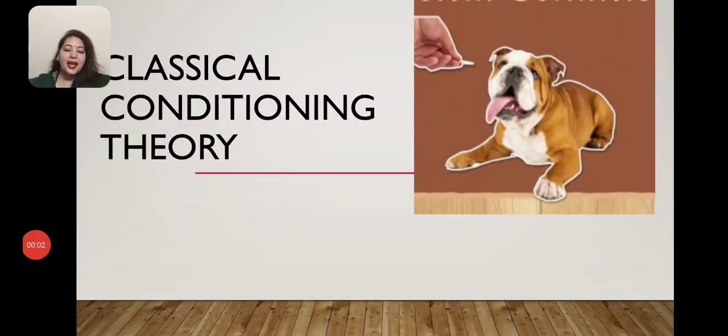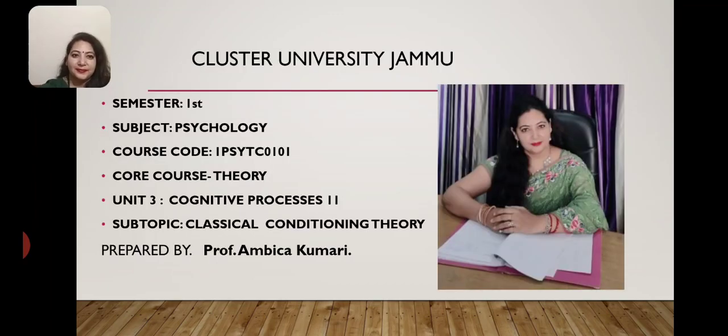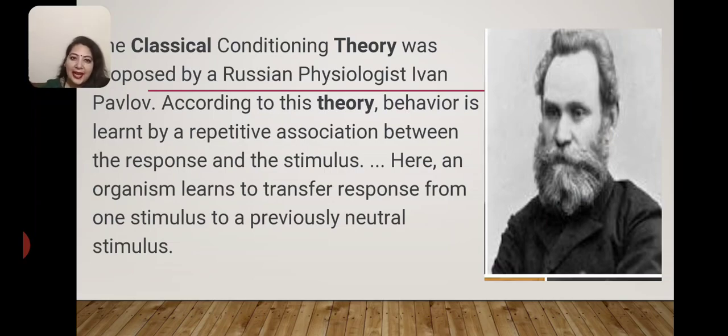Hello students, today's topic is classical conditioning theory. It is a form of learning where we find an association between a stimulus and a response. The classical conditioning theory was proposed by Russian physiologist Ivan Pavlov. According to this theory, behavior is learnt by a repetitive association between the response and the stimulus.